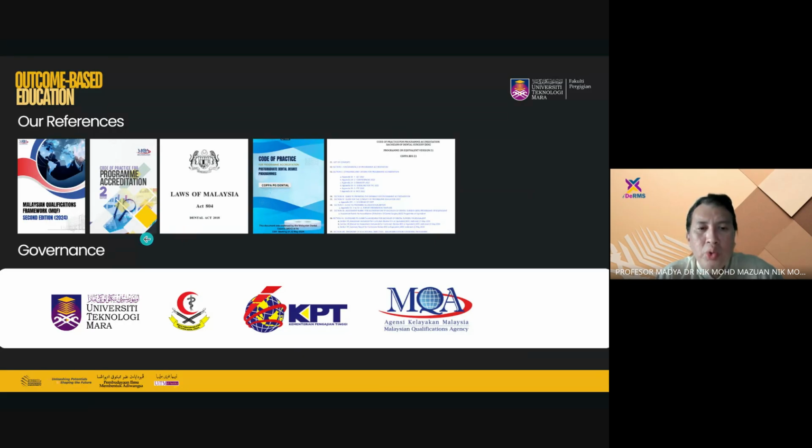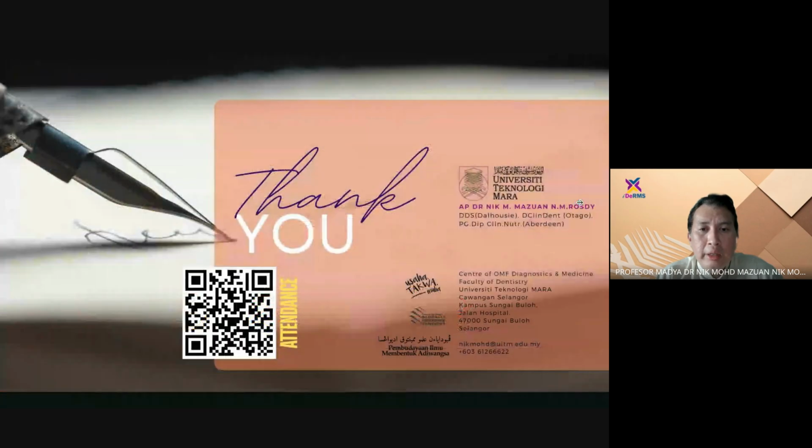Okay, and then who governs us? As I mentioned many times, UiTM is our umbrella, but we are governed or monitored by MDC, the Ministry of Higher Education, and definitely MQA. So these four agencies are looking after us to ensure our graduates are at par with other countries. That's why our graduates can apply for work and apply for postgraduate studies overseas more easily. That's why they are doing this all the way through. And I think that's all for now.